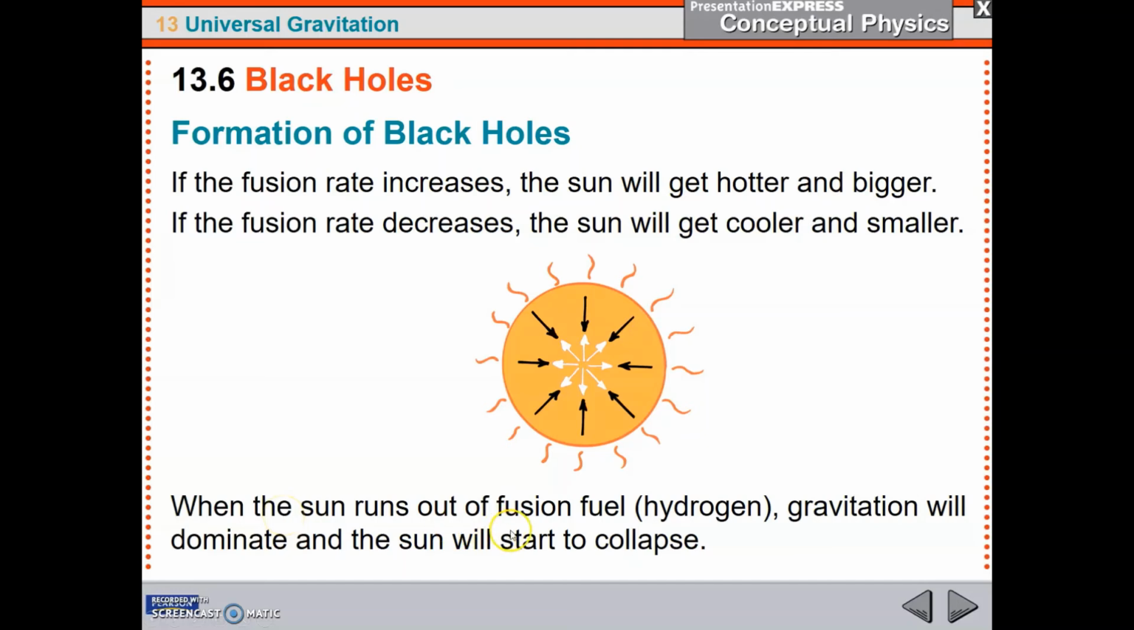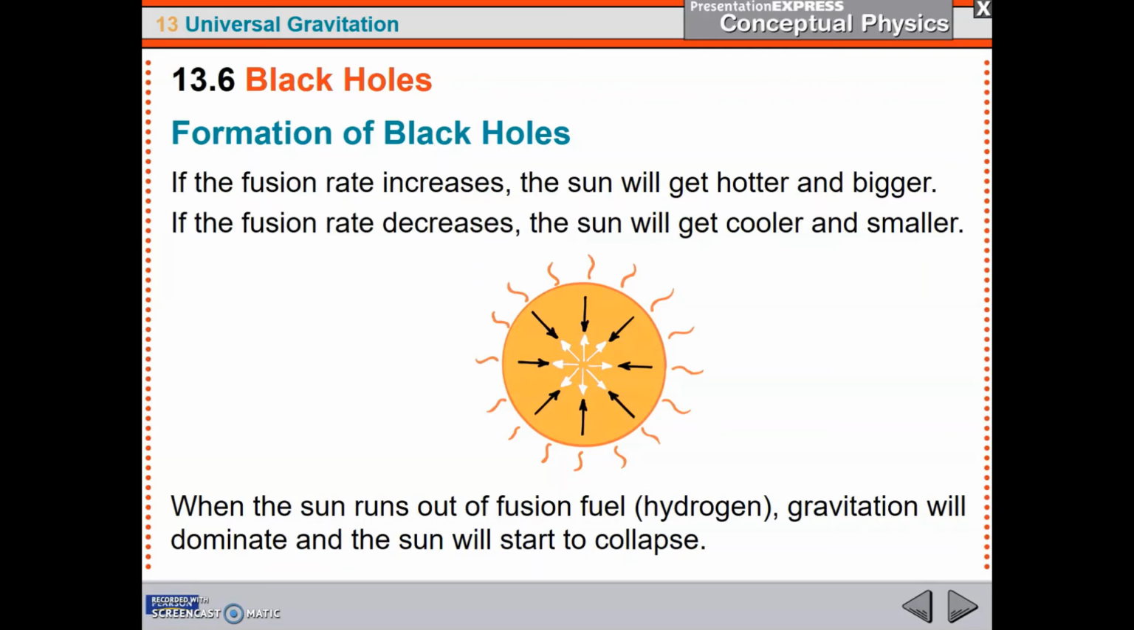When the sun runs out of fusion fuel, hydrogen, gravitation will dominate and the sun will start to collapse. So someday the white arrows are going to go away because it's going to run out of fuel. And when the white arrows go away, the black arrows will win and the sun will collapse and collapse and collapse and get smaller, smaller, smaller. Now, like I said, the sun will not turn into a black hole.